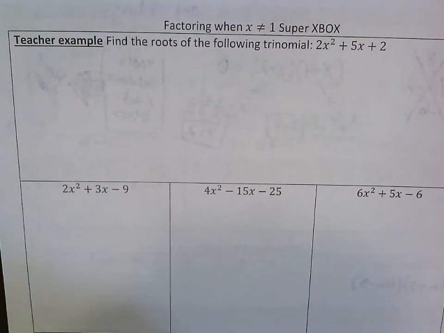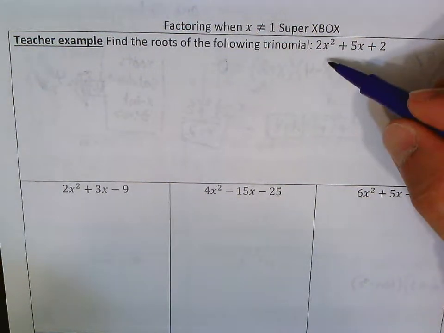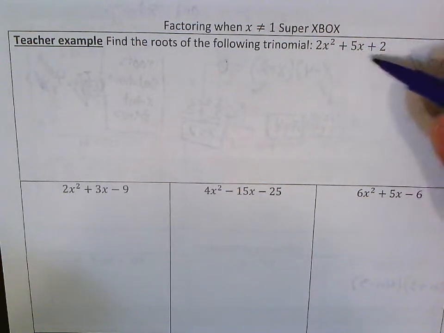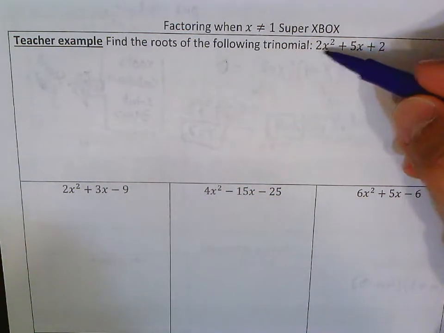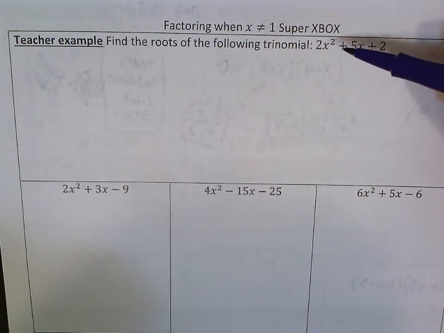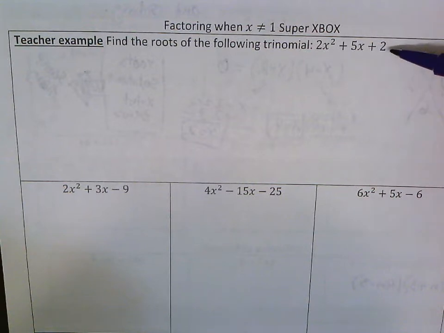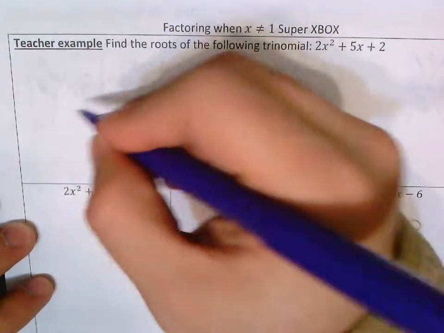1. So the first thing that I'm going to check for is whether I can factor anything out in order to make this leading coefficient a 1. And if you think about it, 2, 5, and 2 have a greatest common factor of 1. So that's not really going to help me. Because that doesn't really help, I'm going to create a super X box.